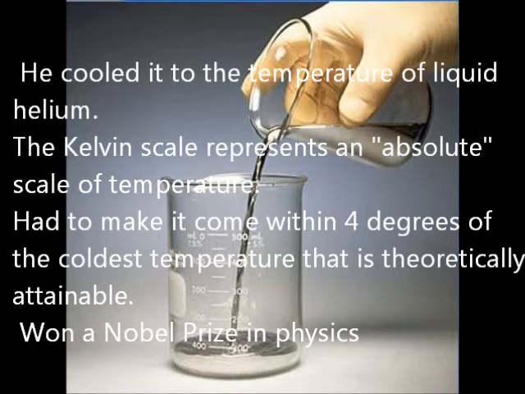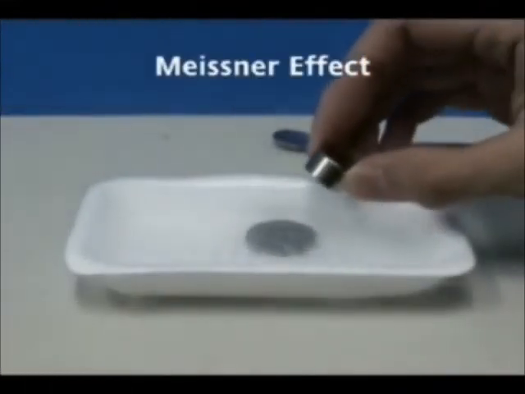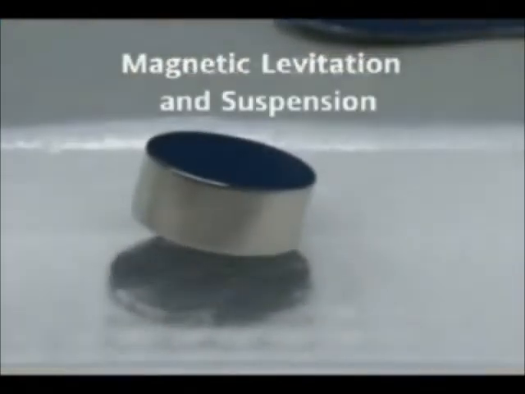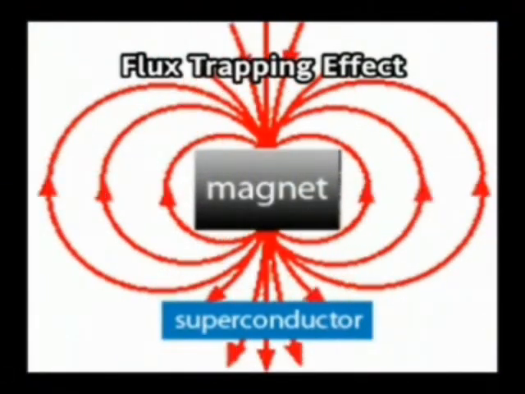In summary, through different magnetization steps, the superconductor will display different responses: the Meissner effect, magnetic levitation and magnetic suspension, and the flux trapping effect.